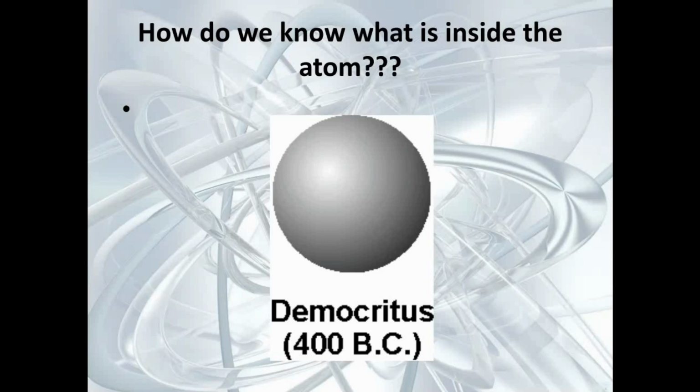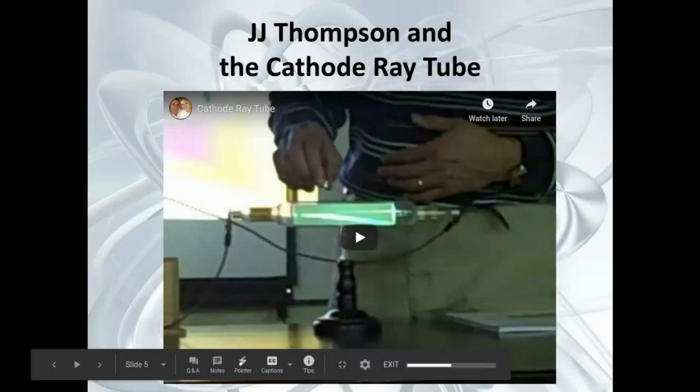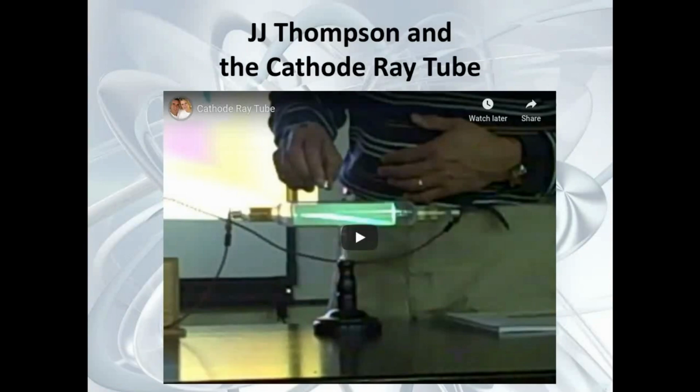So when Democritus coined the term atom, what did we really know about the inside? At that point, they didn't know much at all. They didn't have the technology to know much about the inside of the atom. That came along much later. So there wasn't much known about the insides of an atom until J.J. Thomson started looking at some of the ideas that he thought about what might be inside the atom.